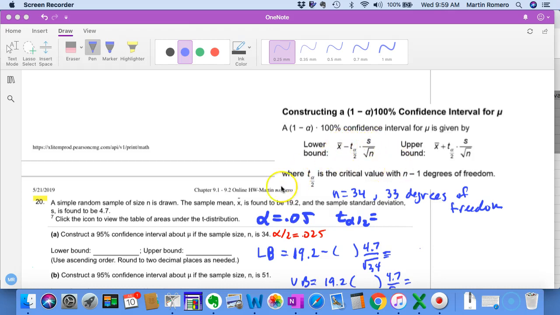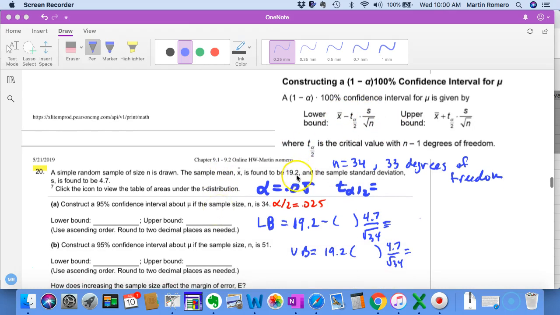The point estimate, which is given here, 19.2. You need the standard deviation, which is going to be 4.7. We need the sample size, on this first problem it is 34. And so with those numbers, we can then calculate the critical t value, t alpha over 2. Alpha is 0.05 because this is a 95% confidence interval.